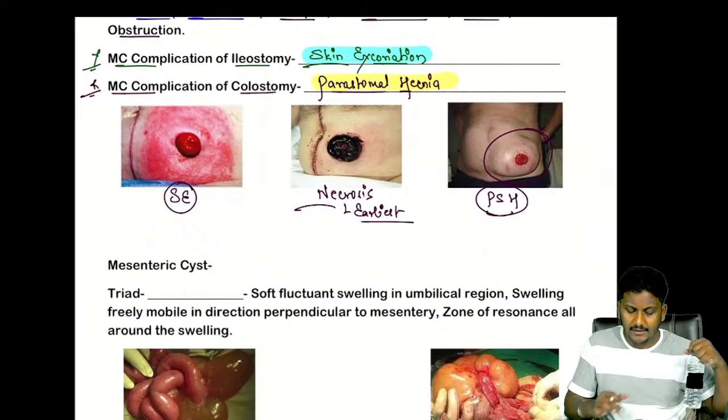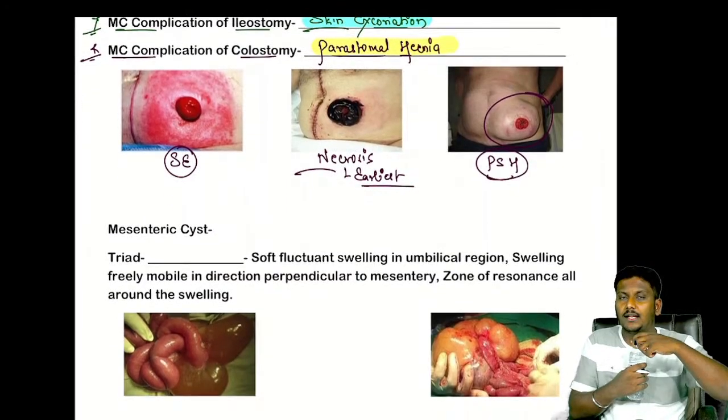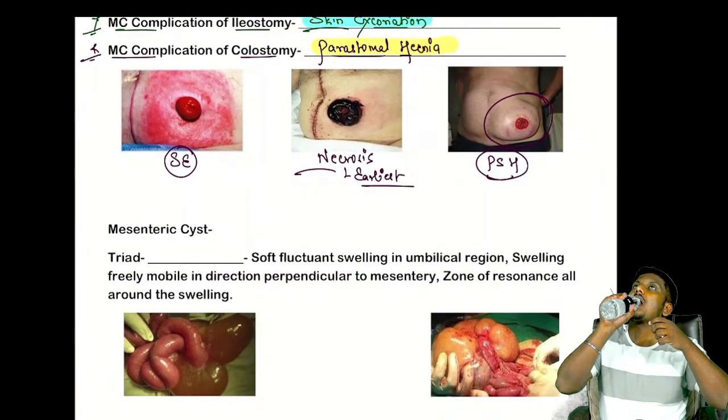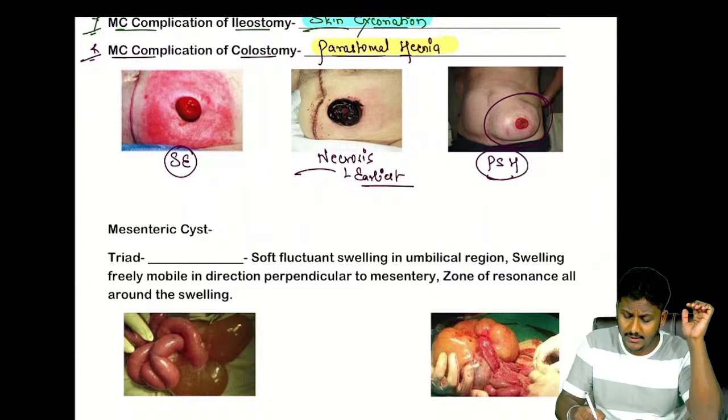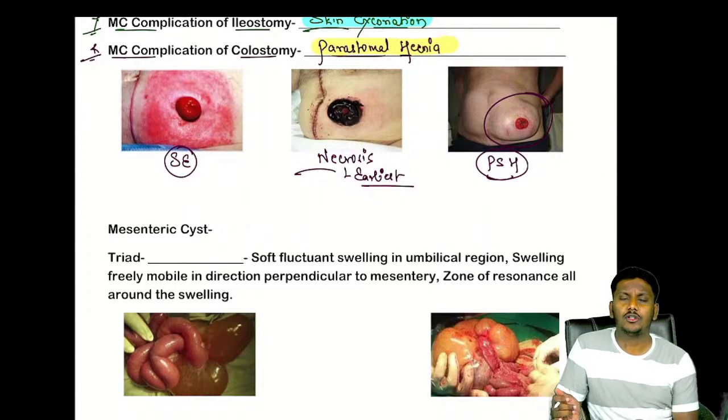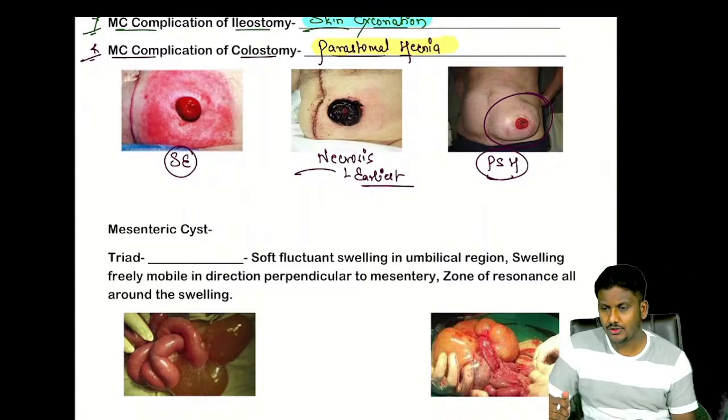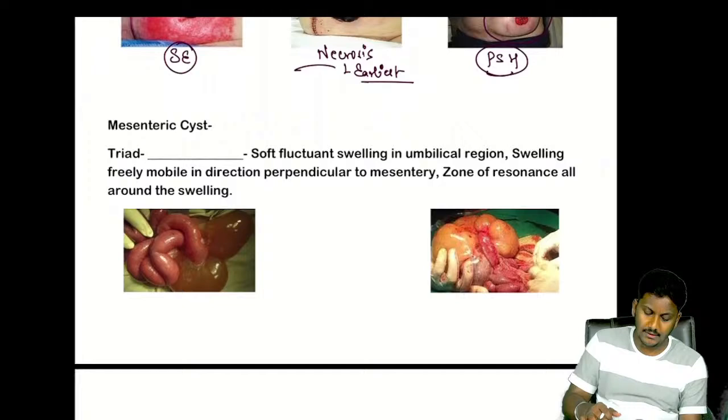Now let's talk about the next condition, a small one, that is known as mesenteric cyst. What is a cyst? A sac which contains fluid is known as a cyst. So in the mesentery, if there is a collection of fluid and that leads to formation of a cyst, that will be called a mesenteric cyst.